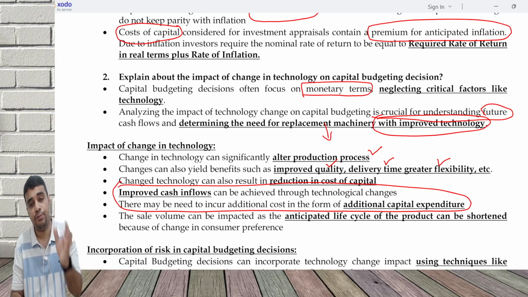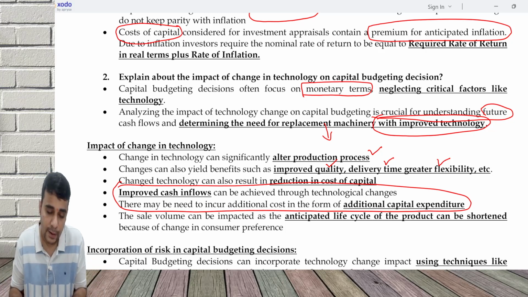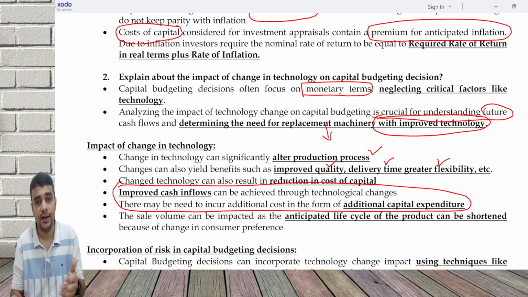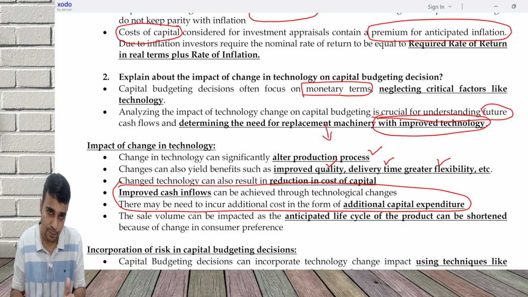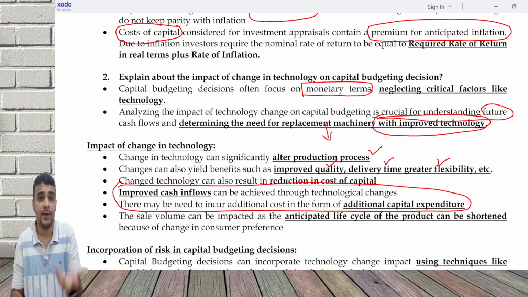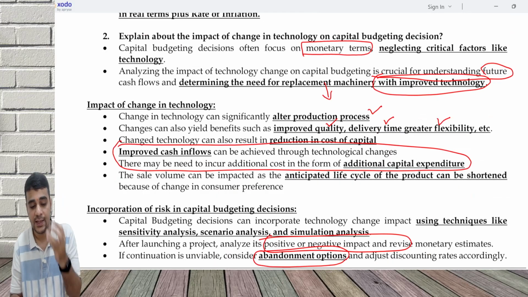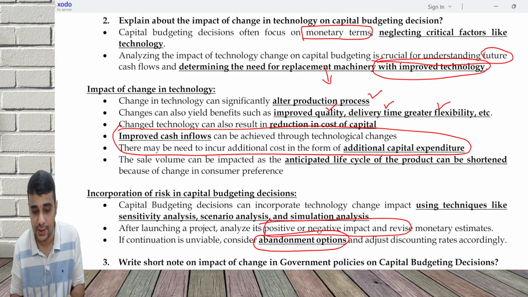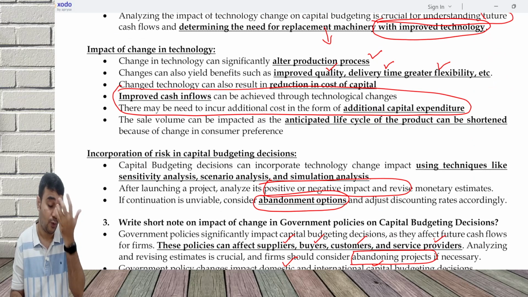You may end up abandoning a project. So it's very critical that I see what the impact of changes in technology is. It can alter my production process, and it can improve quality and delivery time. How do we factor this? We factor this through sensitivity analysis, scenario analysis, simulation analysis, and at some stage decide whether you want to abandon the project.